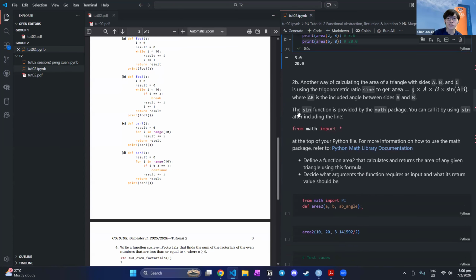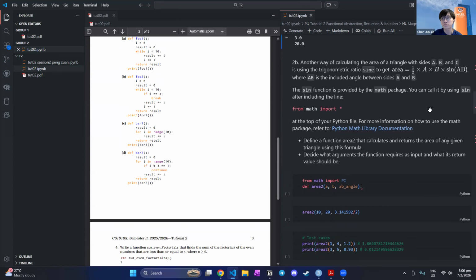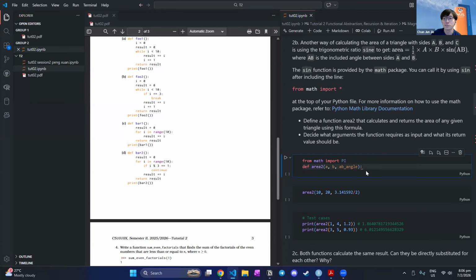Okay, for question 2B, this is just a different way of calculating the area of a triangle. You apply the formula half times AB times sine AB. So it's just different inputs. Can I see your answers for 2B?